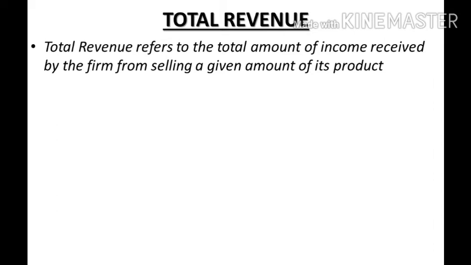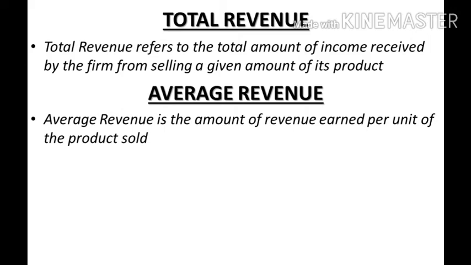Total revenue can be obtained from marginal revenue by adding the marginal revenue of all the units, that is TR is equal to sigma MR. Then we come to average revenue. Average revenue is the amount of revenue earned per unit of the product sold. It is the per unit revenue from the sale of one unit of the commodity.